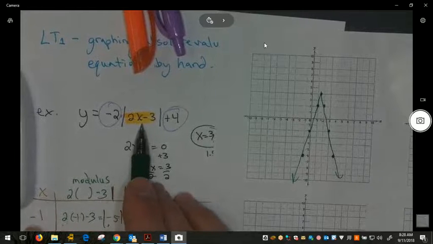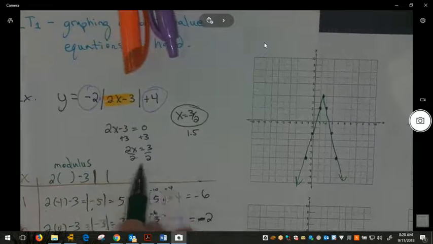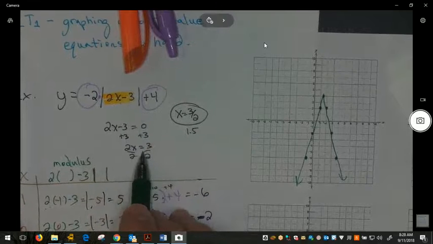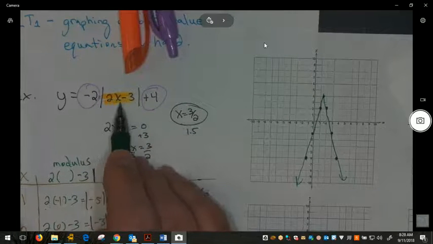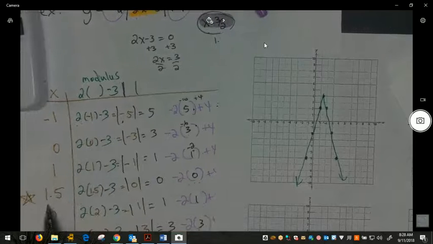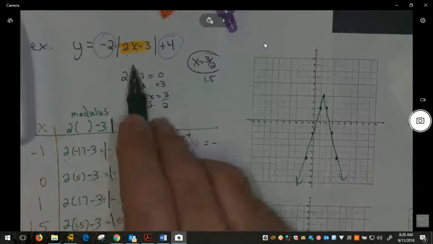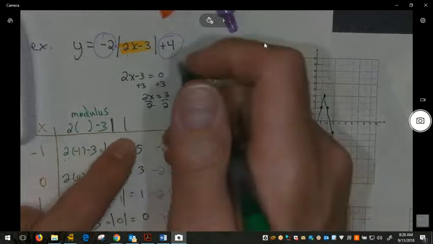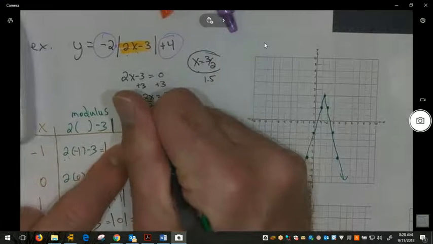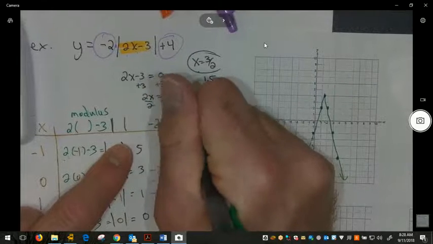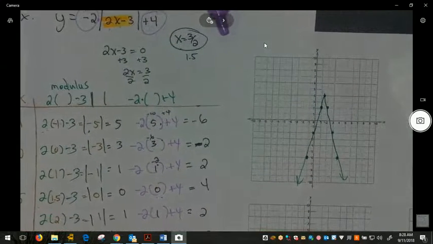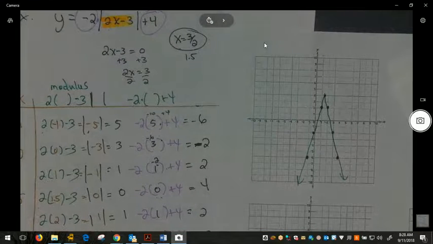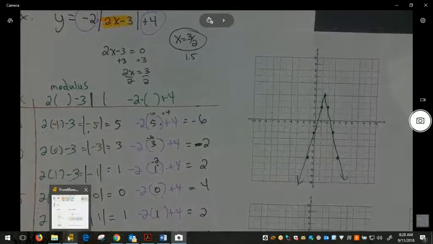We plugged the numbers for x in after we found the center by setting the modulus equal to 0. We found the center would be 1.5. We put the center of our table there, plugged in all of these numbers, multiplying them by 2 and subtracting 3, then taking the absolute value, then multiplying by -2 and adding 4 to do the operators that were outside of the absolute value. Stay tuned if you'd like to see one more example of how to graph these using a table.